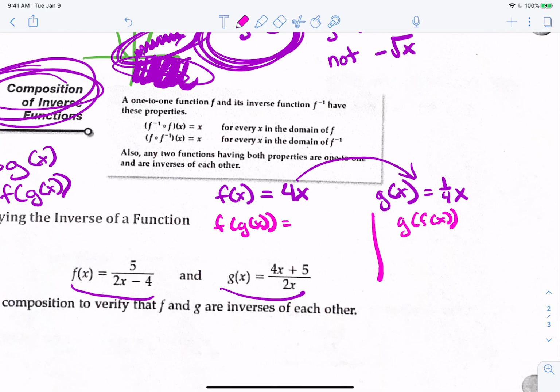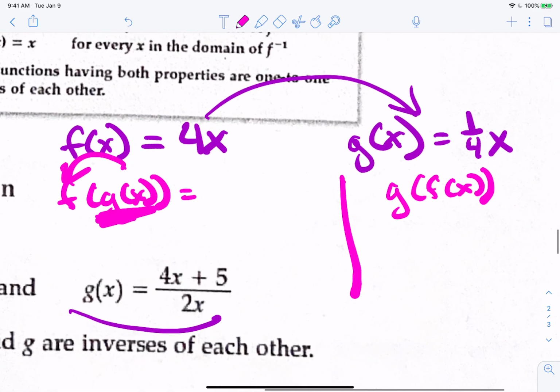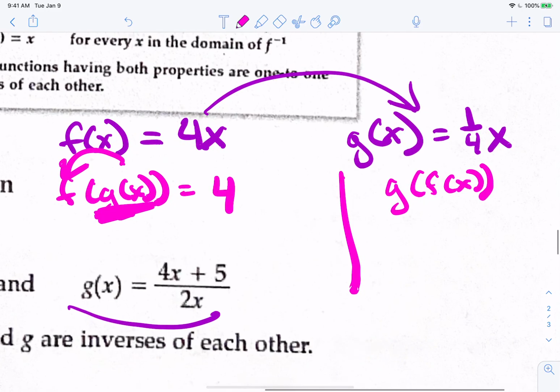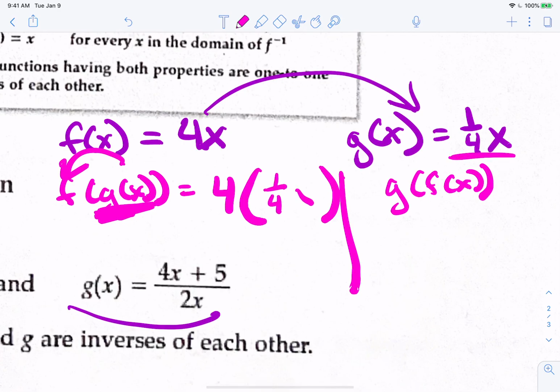So if I do f composed of g of x, this means I'm sticking g of x inside of f of x. f of x was originally 4x, but now I'm putting this 1/4 x into that. So 4 times 1/4 x. What's 4 times 1/4? 1. So it's just 1x, or just x. That's what it simplifies to be.